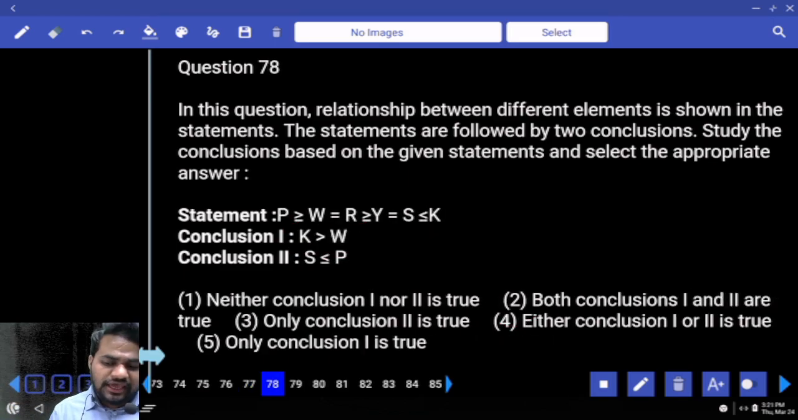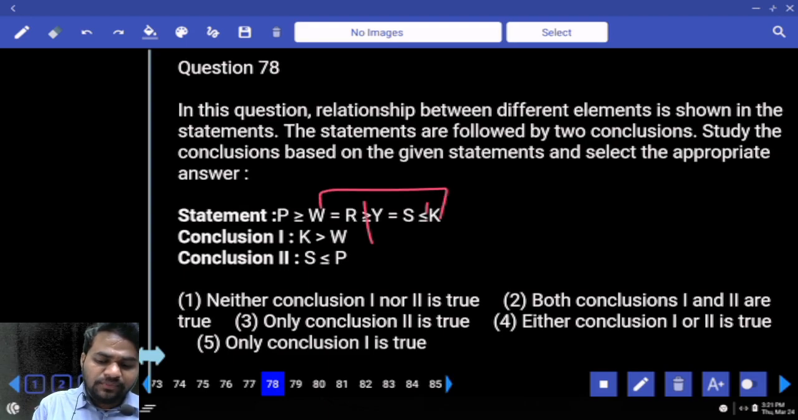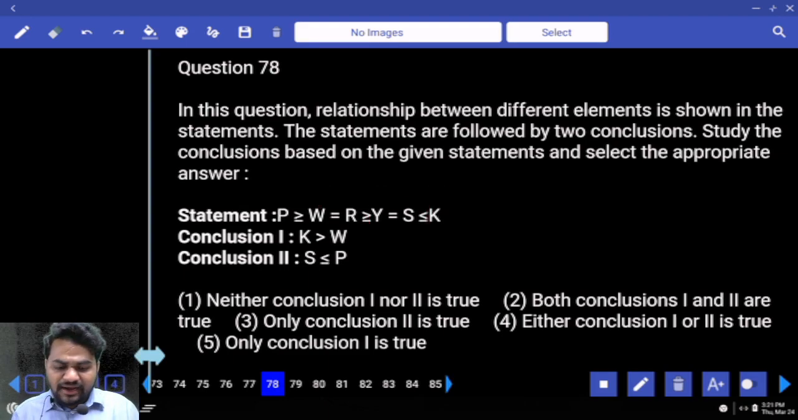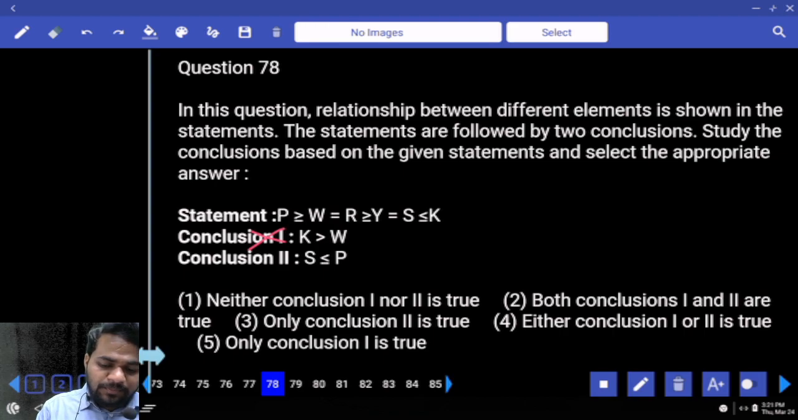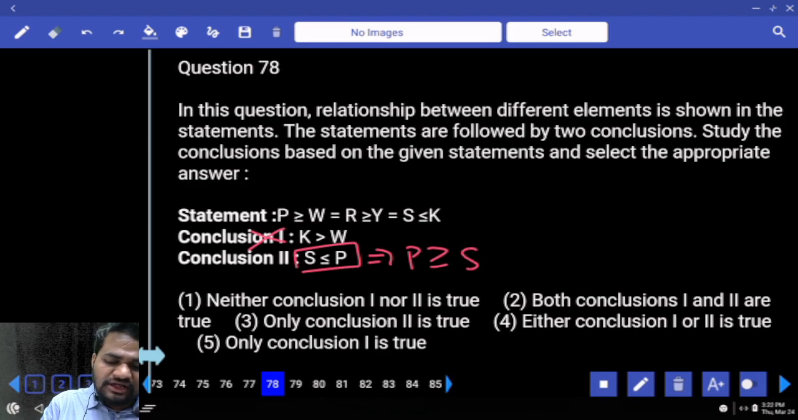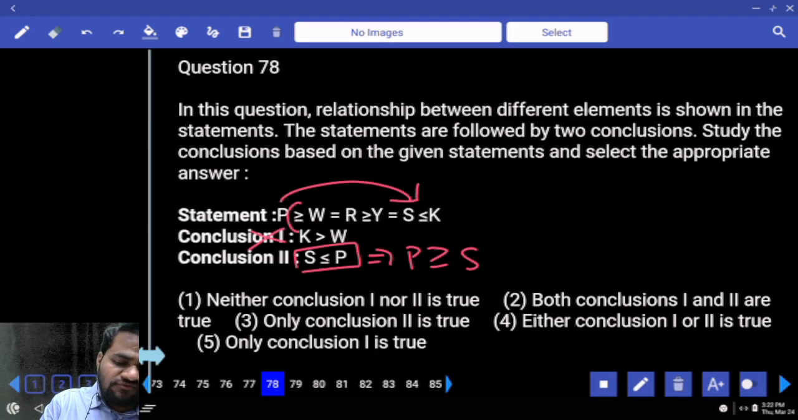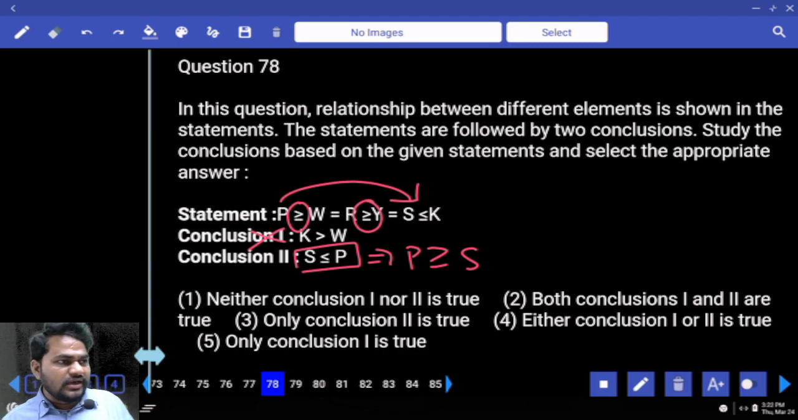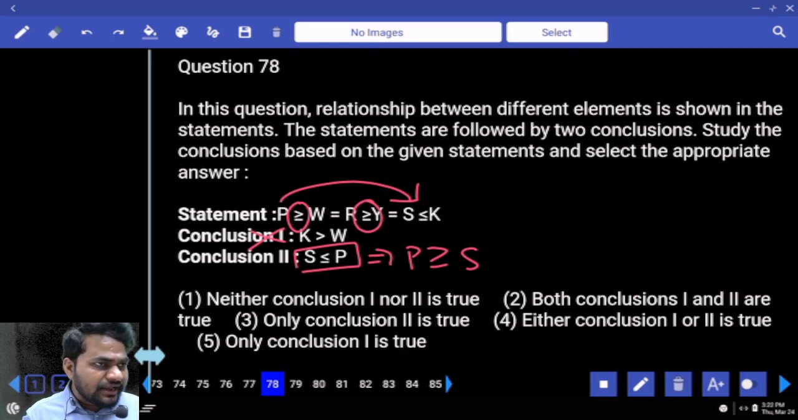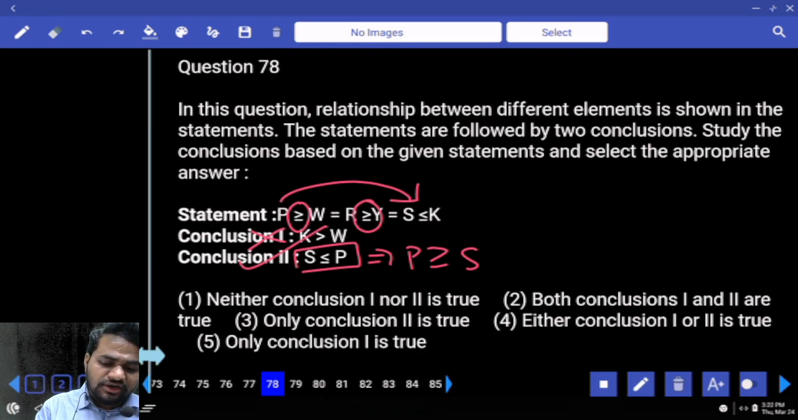78. K greater than W is required, but between K and W we have opposite symbols. When these are opposite symbols, the conclusion is wrong. Next, S less than or equal to P, which means P greater than or equal to S. From P to S also we have only greater than or equal symbols, so that will become P greater than or equal to S. So the conclusion will be true.